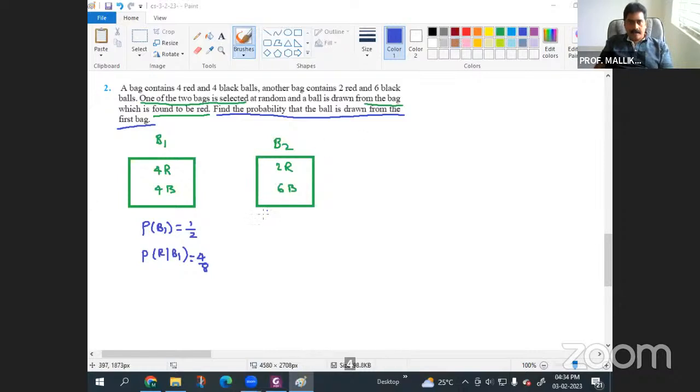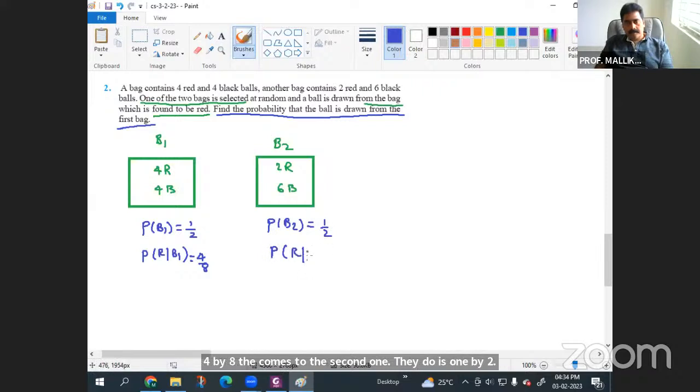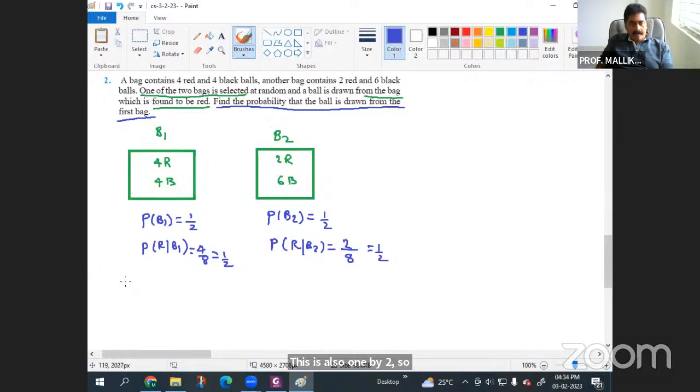Then comes the second one. Probability of B2 is 1 by 2. Probability of red given that B2 is 2 by 8. Right? This is also 1 by 2. Now our formula is: required probability equals particular probability by total probability. Particular probability by total probability is our formula.